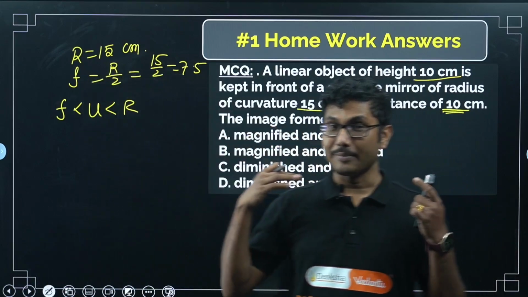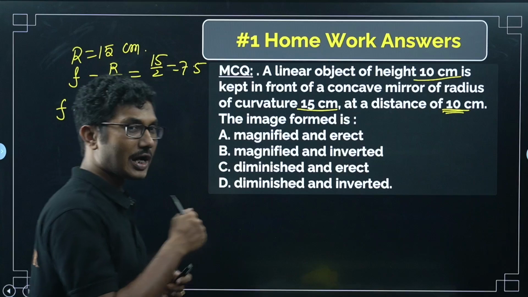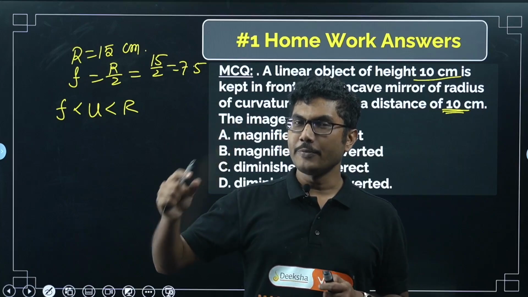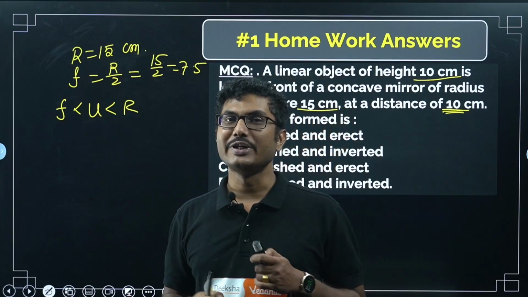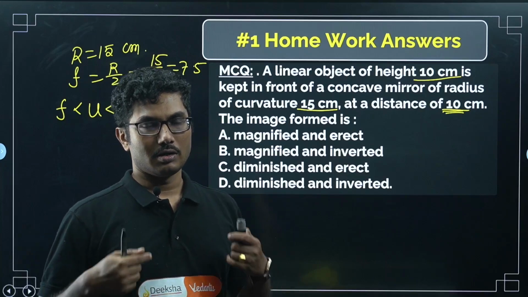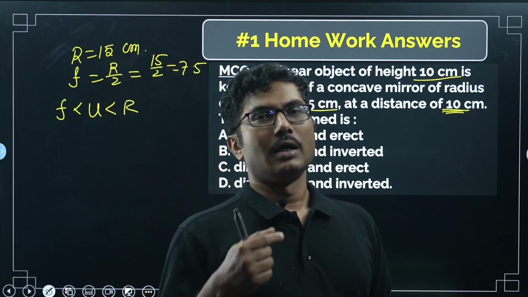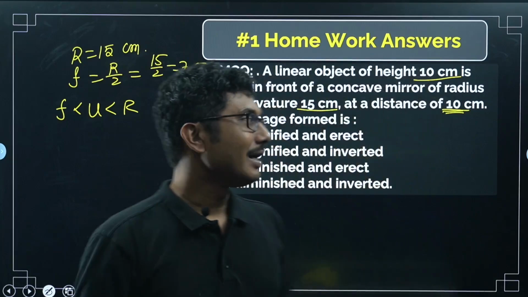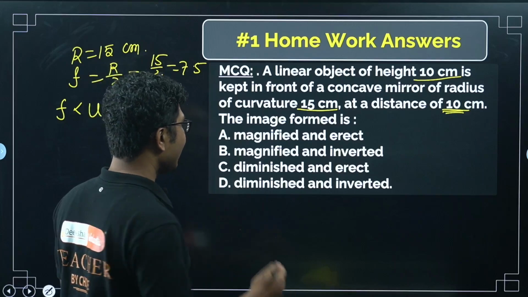I've told you that when you start at infinity and start walking towards the mirror, initially your image is formed between C and F and the image is very small. Once you reach R, your image is equal to your original size. Now, if you go towards the focus, then your image is enlarged, and it is inverted and real. So magnified and inverted is the answer.